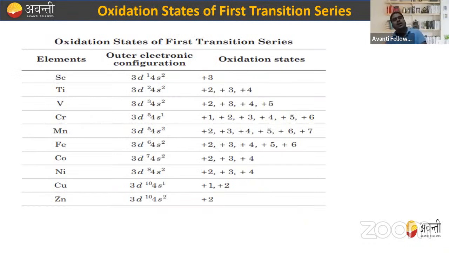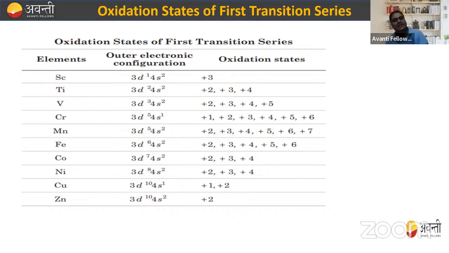Now, oxidation states of the first transition series, like scandium, titanium, vanadium, chromium, manganese, Fe, and so on. So we can understand their oxidation states. For example, the outer electronic configuration of scandium is 3d1 4s2. So the oxidation state: these 2 electrons and plus 1, so these 3 electrons take part in bond formation. So it shows a maximum oxidation state of plus 3 only.